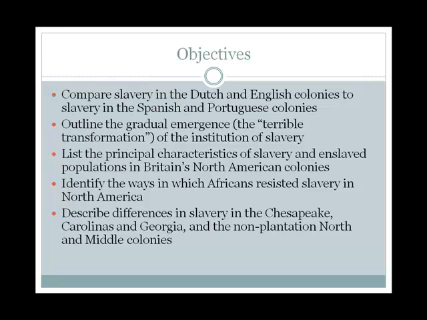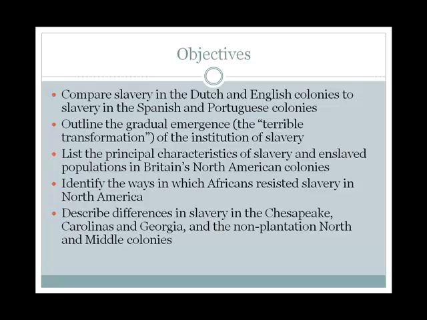The objectives of this lecture are, first, that you should be able to compare slavery in the Dutch and English colonies to slavery in the Spanish and Portuguese colonies. You should be able to outline the gradual emergence, or what is described as the terrible transformation, of the institution of slavery. I'm using this term, terrible transformation, because that's the title of the segment of Africans in America that you're looking at for this module.